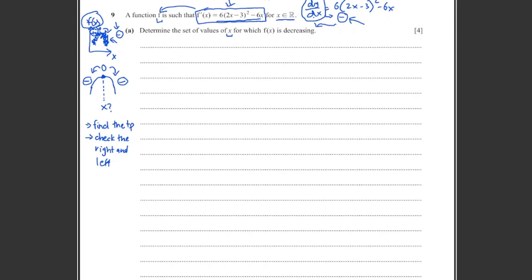Whichever side you find the negative gradient on, that is the side where the function is decreasing. Okay, so that's the plan so far. What we're going to do is take f prime of x, which is 6(2x - 3)^2 - 6x.